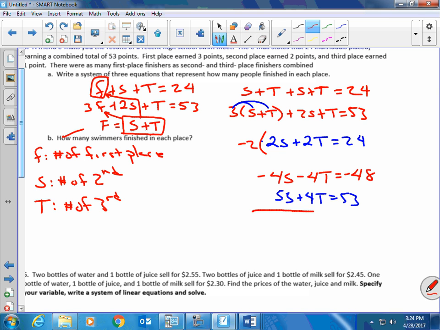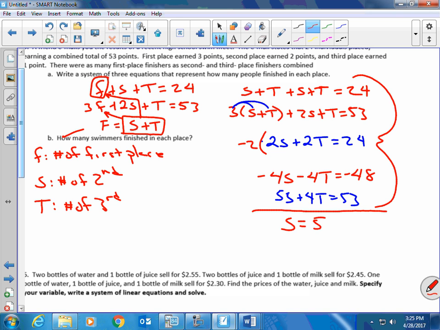Why is that good? Because now when I add those together, I get 1S equals 5. -4S plus 5S is 1S. -4T plus 4T is 0. -48 plus 53 is 5. S equals 5. I'm going to take what S equals now and substitute it into one of these equations that I've got here.